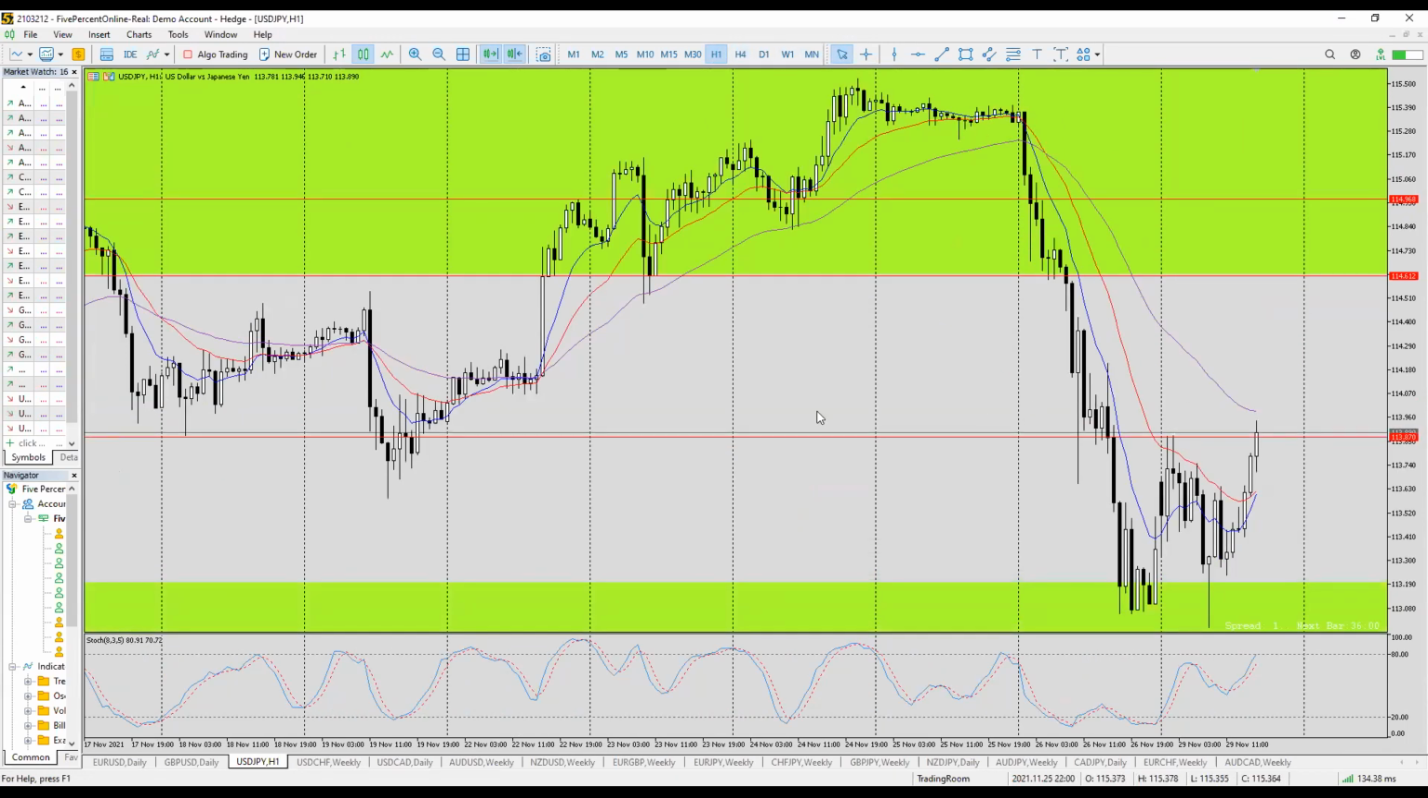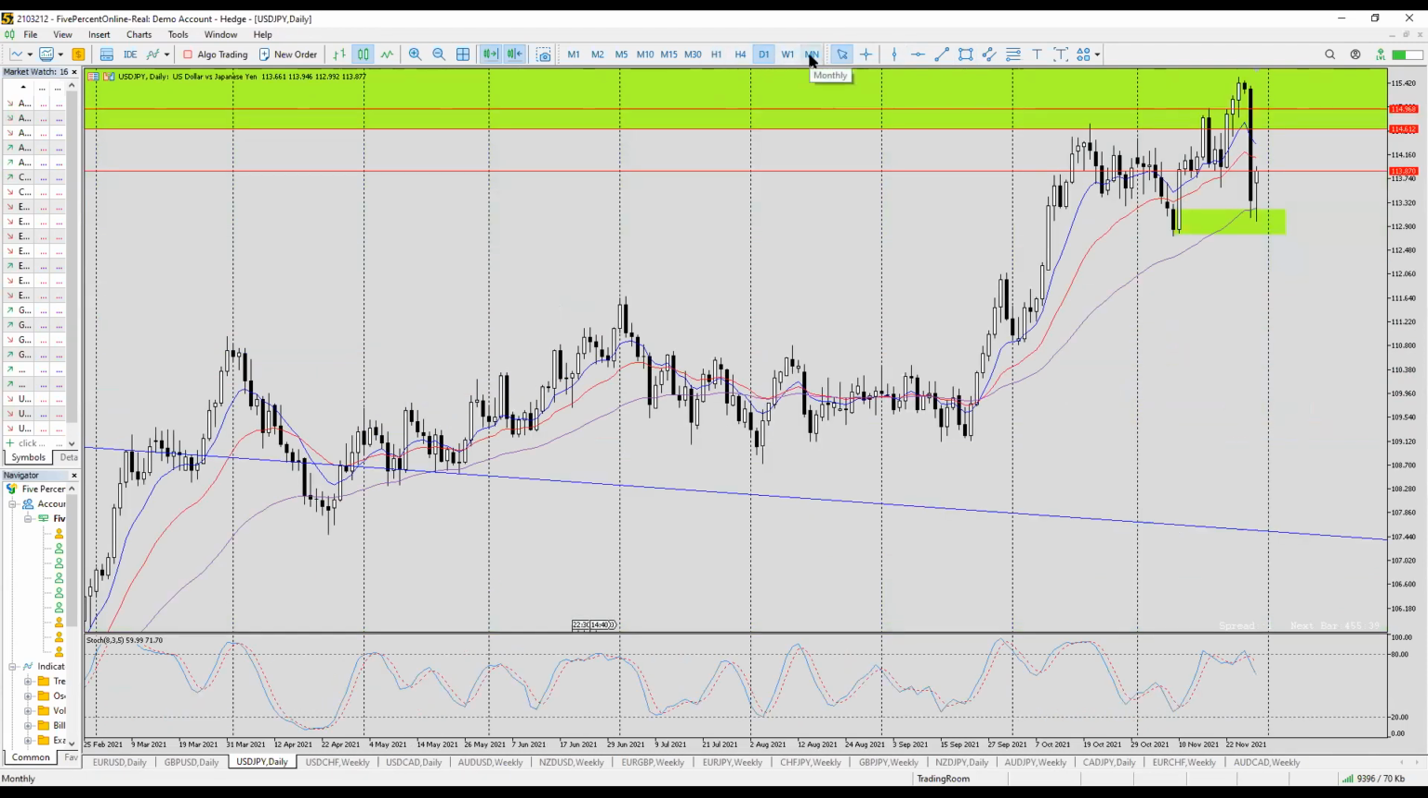Just be aware of these various levels, and 114 is right around the base here. That could also serve as a resistance. As I mentioned, you have some sort of a supply zone all over this area, and especially at this point. All right, so that's for dollar yen.